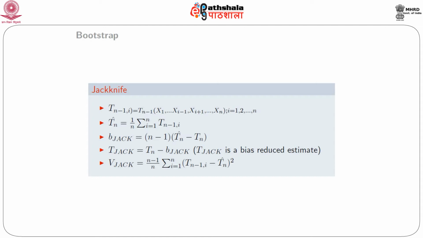Then we get an estimate of the bias of the jackknife sample, which is (n-1)(T_n hat - T_n), where T_n is the sample statistic, and finally we compute the jackknife estimator, which is T_n minus B_jack. So, this produces a bias-reduced estimator of theta, and the variance of jackknife comes out to be V_jack, which is (n-1)/n times the summation i runs from 1 to n of (T_{n-1,i} - T_n hat) square.